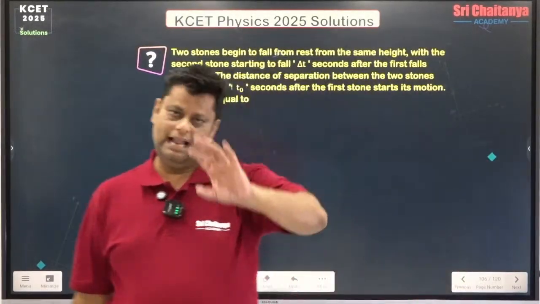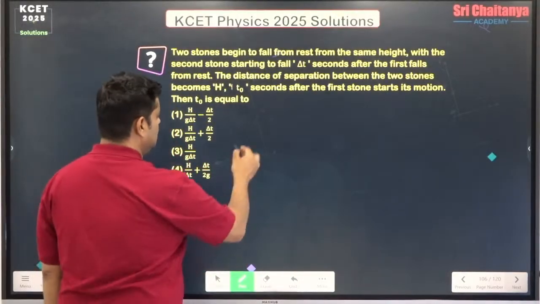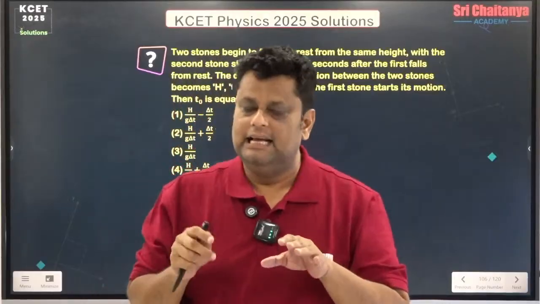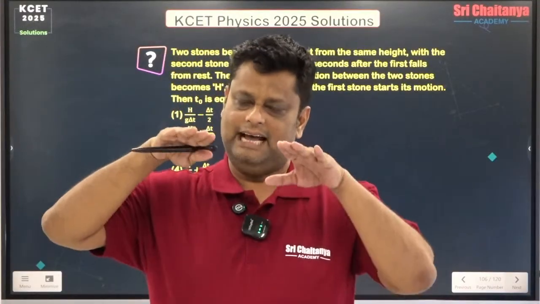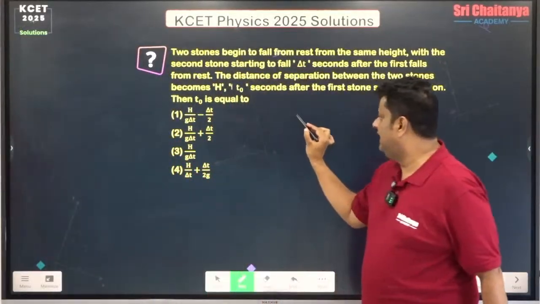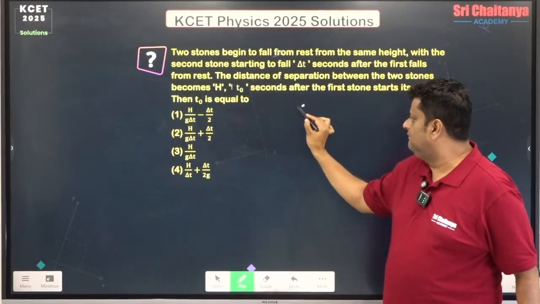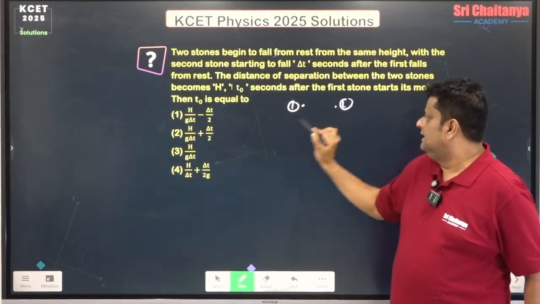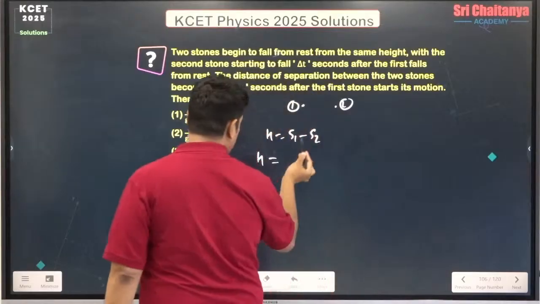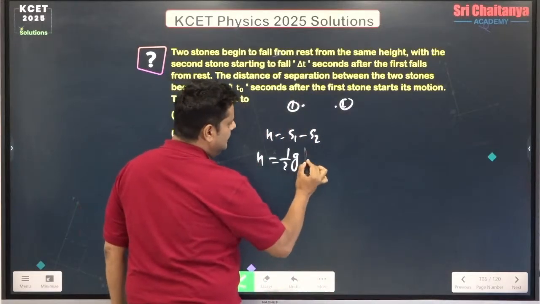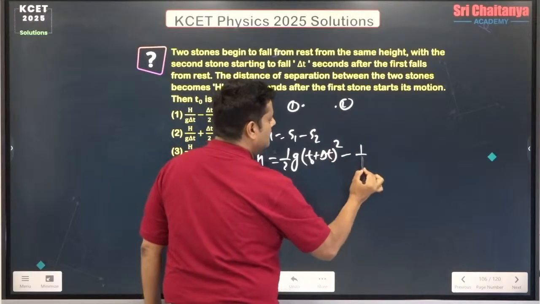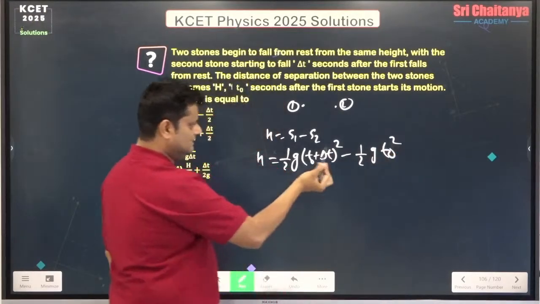This question has some calculation. Two particles, they are released simultaneously with this difference of time, but they are moving from the same height. So if initially we have the first particle and the second particle, this h will be s1 minus s2. So what is s1, students? s1 will be half g (t0 plus delta t) whole square minus half g t0 square. This is the important point.